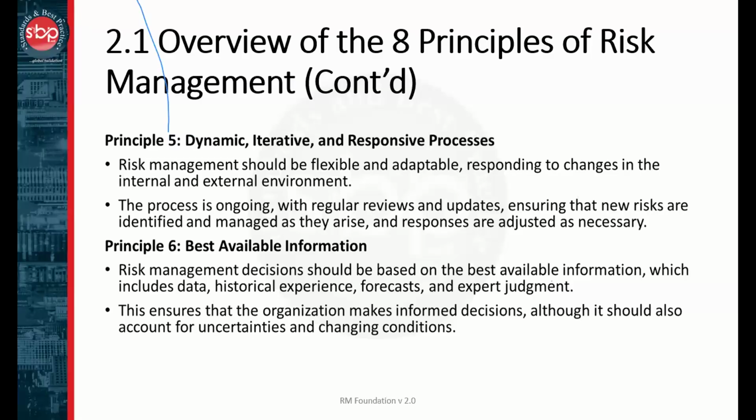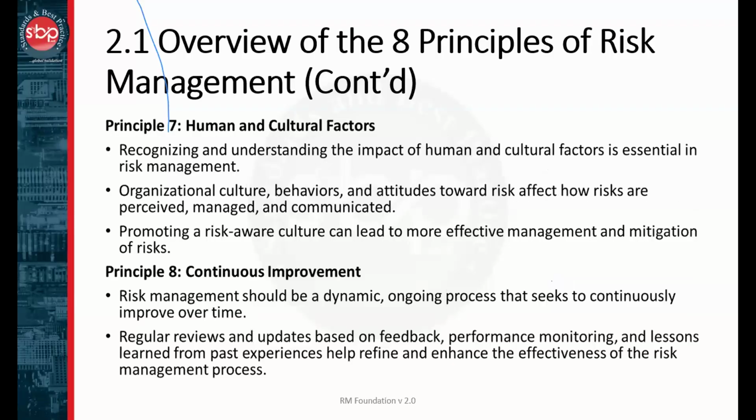Then we have principle 6, which talks about best available information. Okay, so this ensures that you're able to make decisions based on what you have, based on history, based on information. You are not making decisions off your head, right? You're able to make informed decisions based on what is available. Okay, so there has to be documented processes. There has to be available information that will help you make decisions regarding managing risk within your organization.